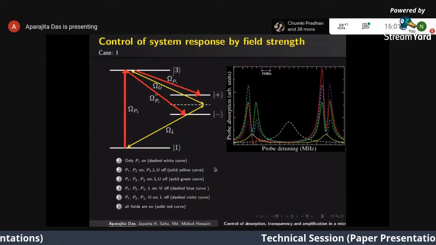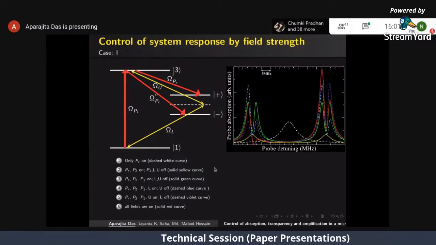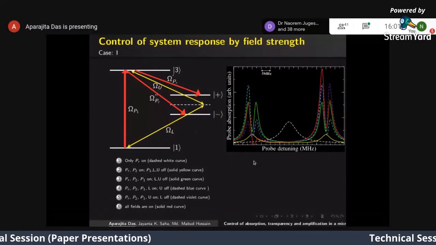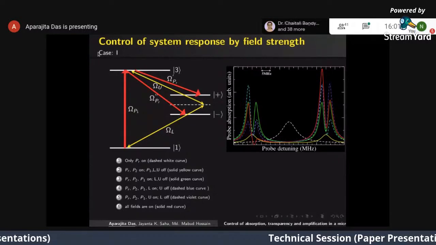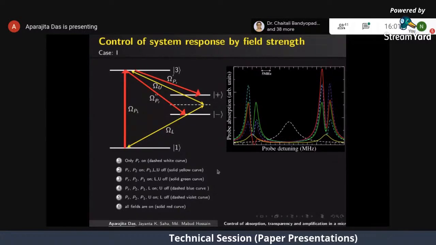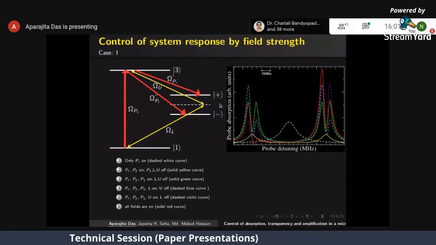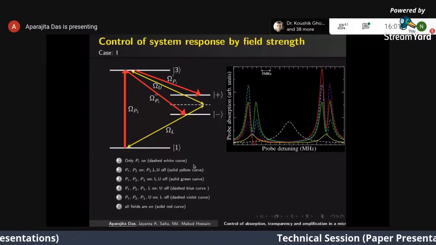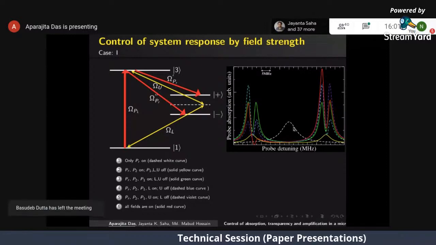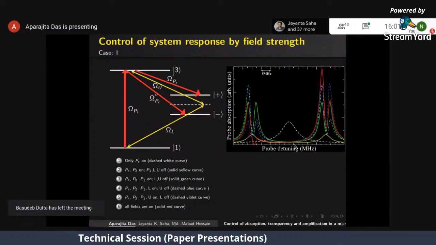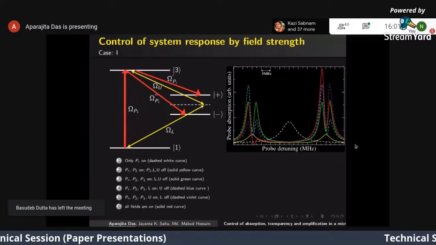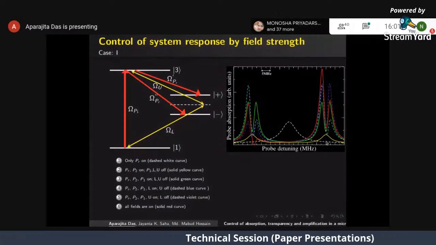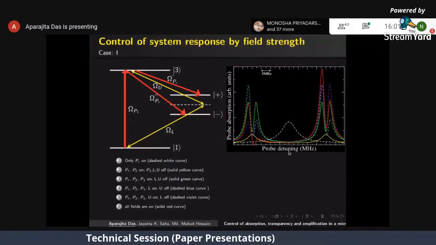Now we are switching on the second pump P2, which acts as the dressing field for this case 1, and it produces the two dressed states plus and minus. Now as soon as we switch on this second pump, this single absorption peak splits into two absorption peaks, and these peak positions give the dressed state positions with respect to the zero detuning.